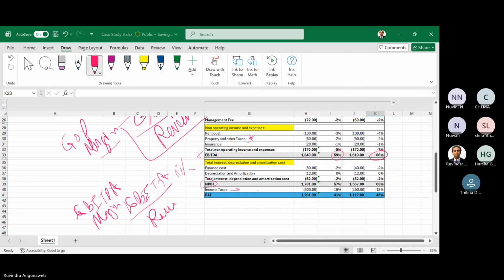You have finally the profit after tax. 1.2 billion versus 1.1 billion. So in terms of profit after tax, it has increased. Any questions up to here?